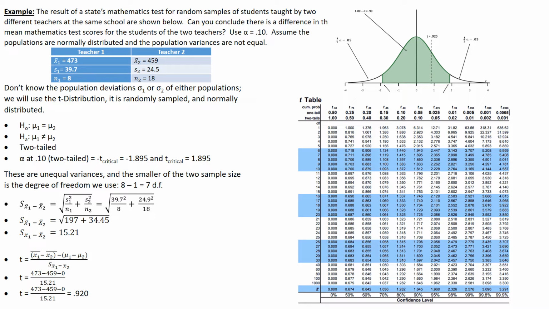Let's go through some samples here. The result of a state's mathematics test for random samples of students taught by two different teachers in the same school are shown. Can you conclude that there's a difference in the mean mathematics test scores of students of the two teachers? Use alpha equals 0.10. Assume the population normally distributed and population variances are not equal. So the variances are not equal.